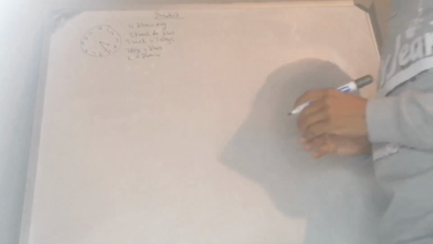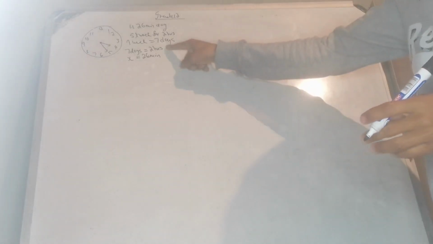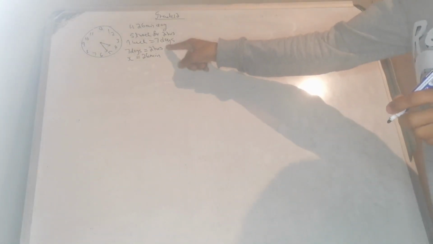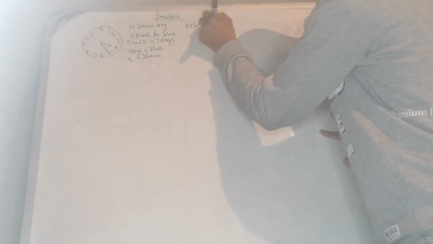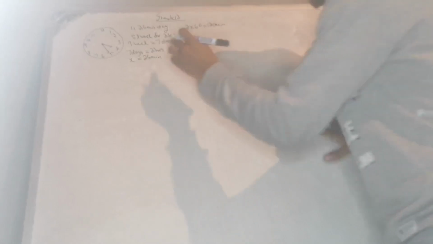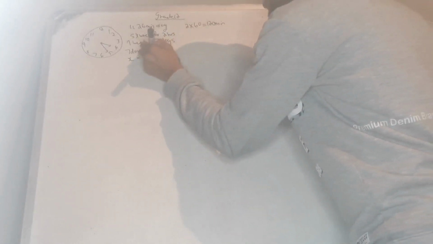We have a problem here. What is the problem? By just looking at that, we have a problem here. I cannot work with hours and minutes. I either convert minutes to hours or hours to minutes. So let's convert that hour to minutes by multiplying by 60. So 2 times 60 is 120 minutes in 2 hours. So we get 120 minutes. I cannot work with time here, minutes and hours.